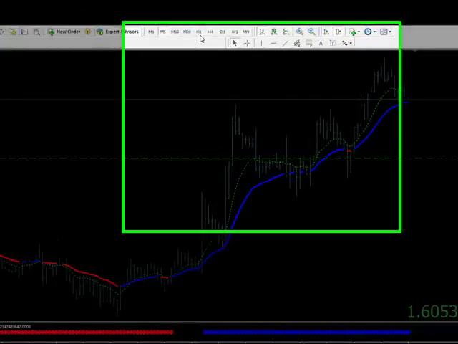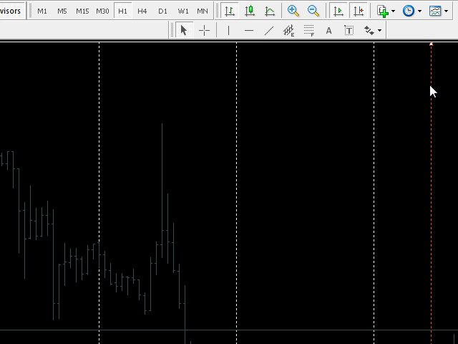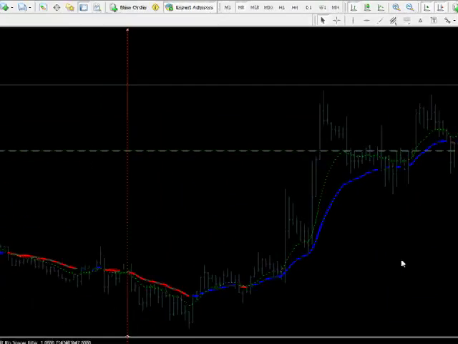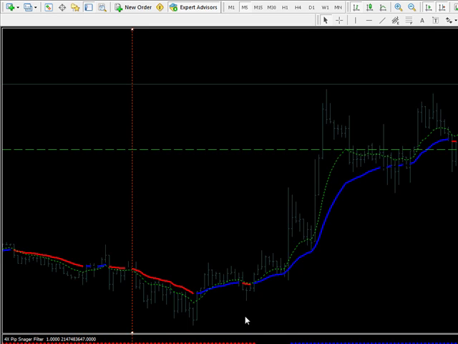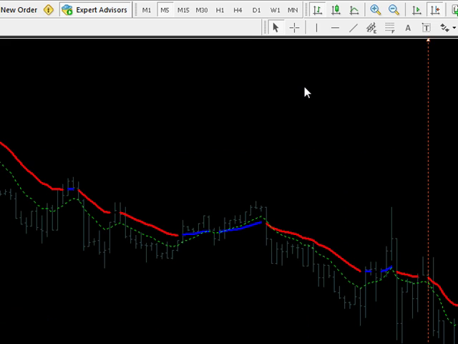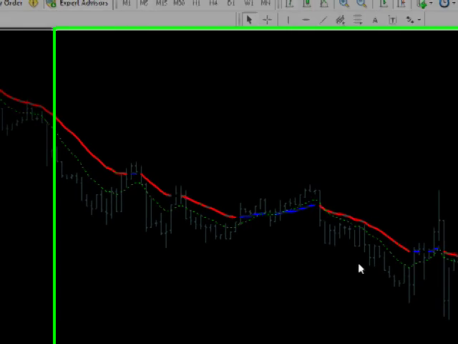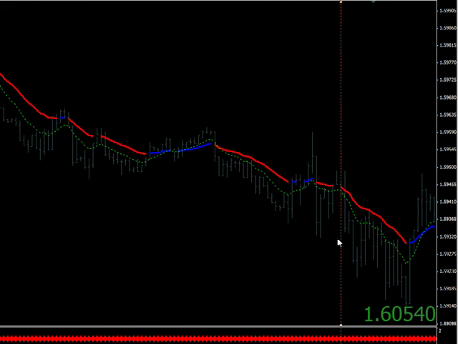Okay, the pound. We'll go to the 1 hour. There's our line from yesterday. 10 o'clock. Back to the 5 minute. Okay. Here's 10 o'clock. Let's go back in time here. So the signal to go short was right here after we broke through this support here by a few pips. So that was before the time to trade.